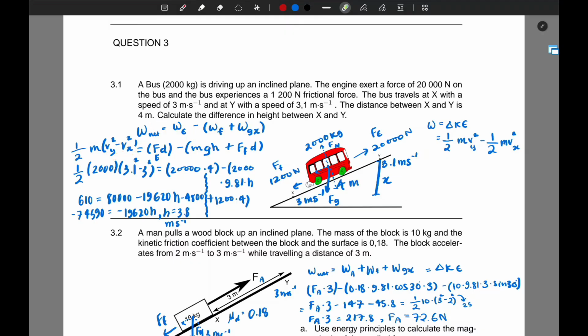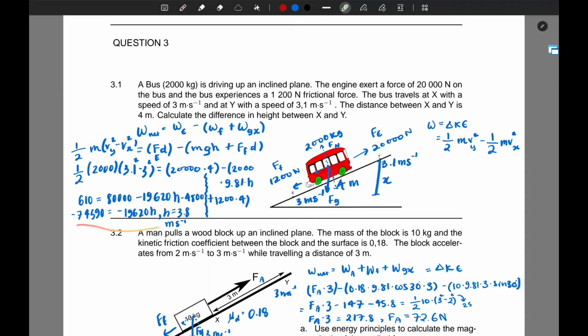Then this force into distance is the work done by the engine, as the data booklet is giving, work is force into distance. mgh is the work done by gravity, and this is the work done by friction. And then we substitute the numbers that we are given in. You'll notice we are missing the h from the work done by gravity, to find as x.